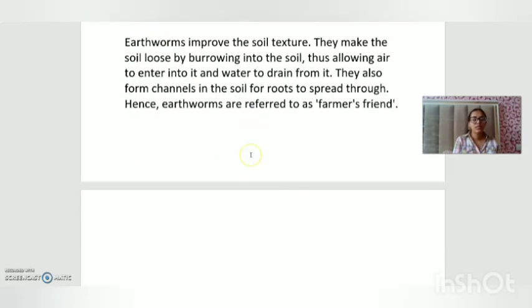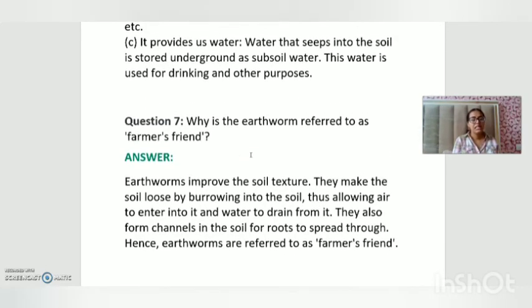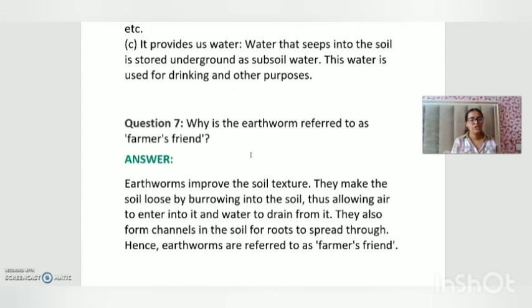So student, with this, we have completed our D part, that is long answer questions. And with this, we have completed the whole chapter. We have completed A part, B part, C and D part. So with this, we have completed our whole chapter. So that's it.